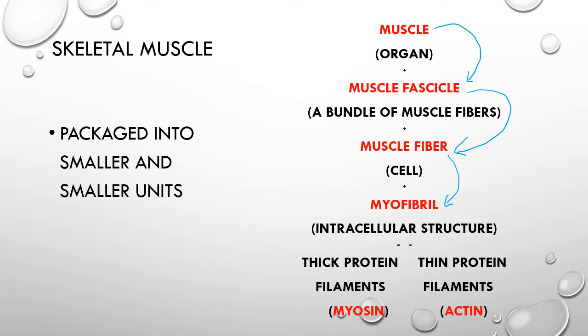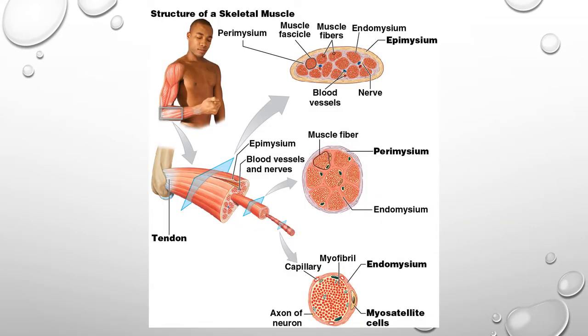Those myofibrils contain bundles of proteins that are our actual contractile proteins. So we have things like our myosin and actin. Myosin is referred to as our thick filament. Actin is our thin filament. The actin filament, the thin filament, also has some regulatory proteins that are associated with it as well. And so we package this up so that we're moving from our whole muscle.